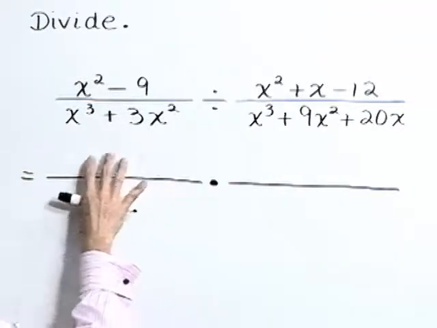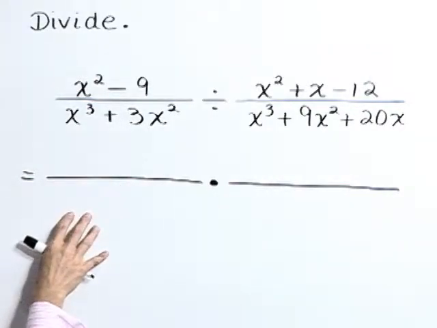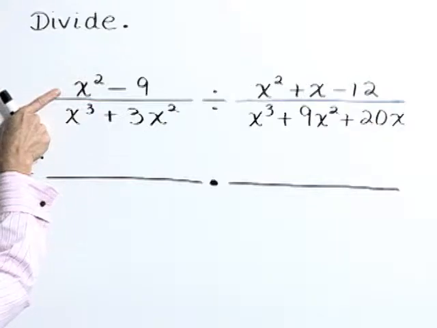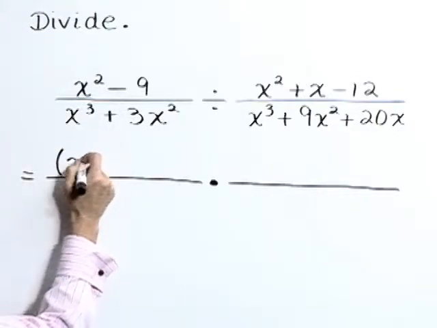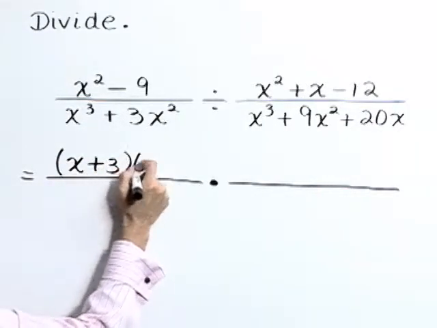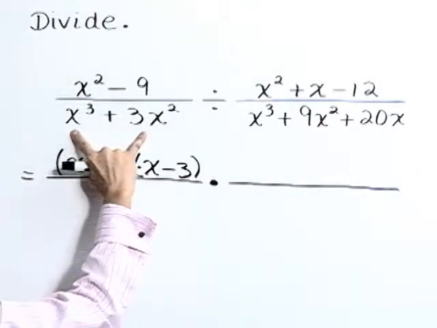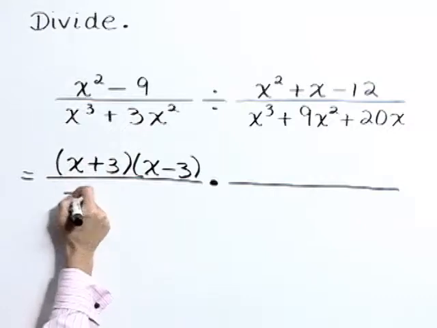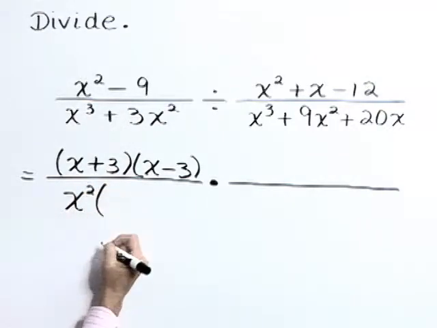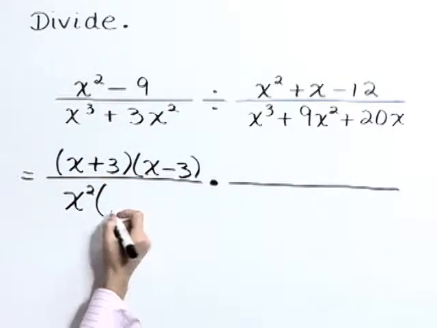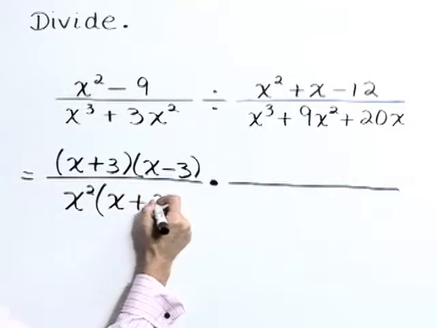And as we do that, I'm going to begin factoring as well. This first numerator is a difference of squares, and it factors as x plus 3 times x minus 3. The denominator has a greatest common factor, x squared. Let's rewrite it then as x squared times x plus 3.